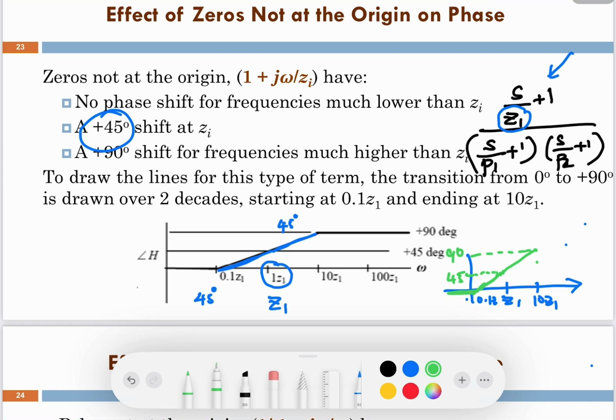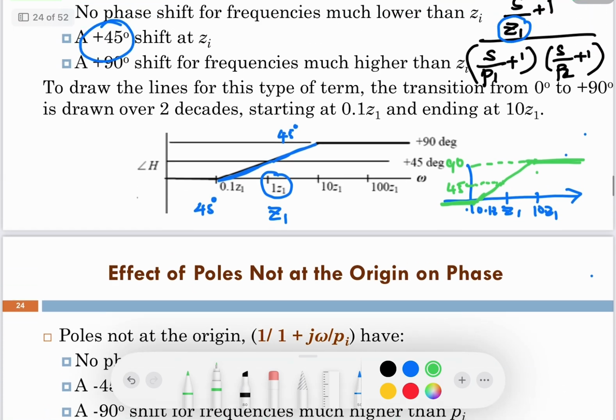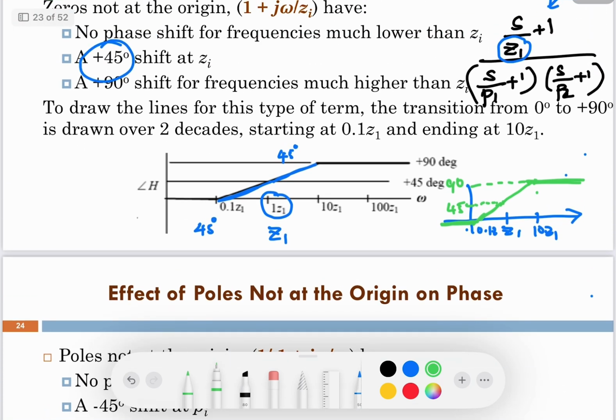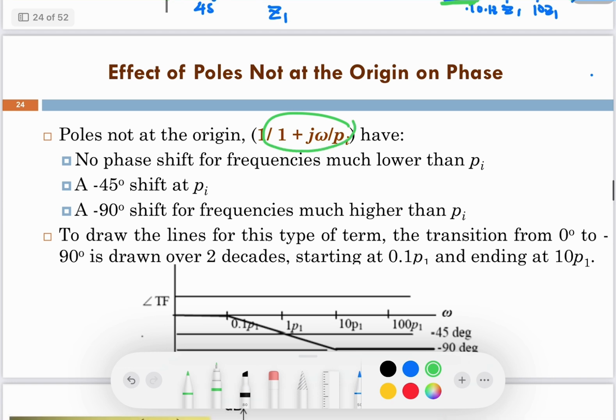And then after this, okay, you just need to draw the constant, to draw the straight line. Okay, the constant. Alright. So, a 90 degree shift for frequency much higher. Kalau sebelum 45, selepas pun 45. Okay, jadi dia akan jadi 90 degree. Okay. Seandainya, kalau kita berada dekat pole pula. Pole tu kat mana? Dekat bawah.